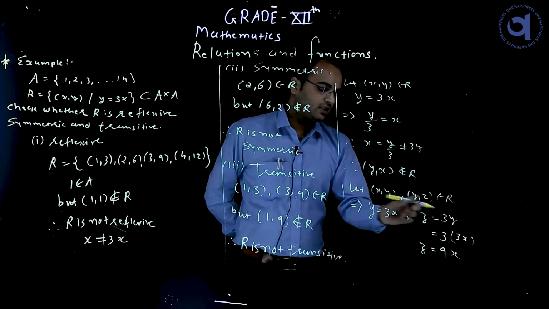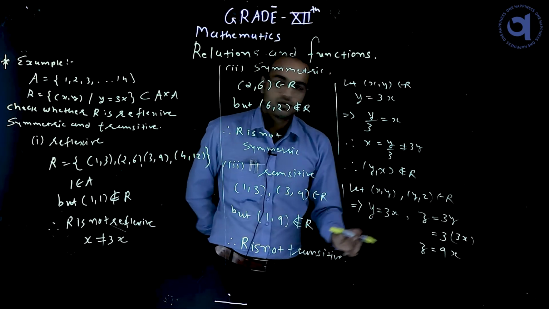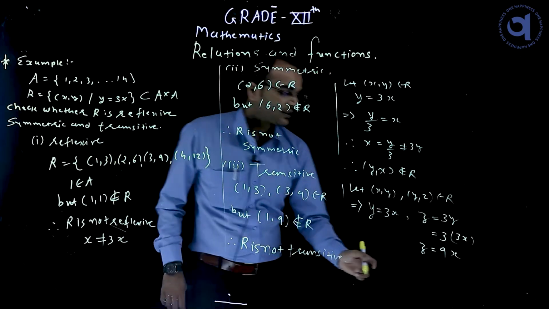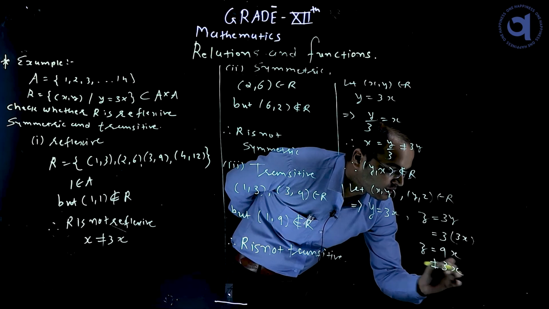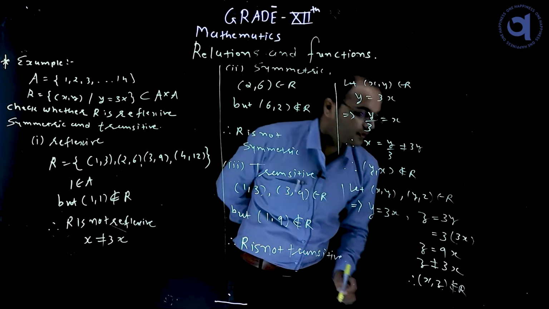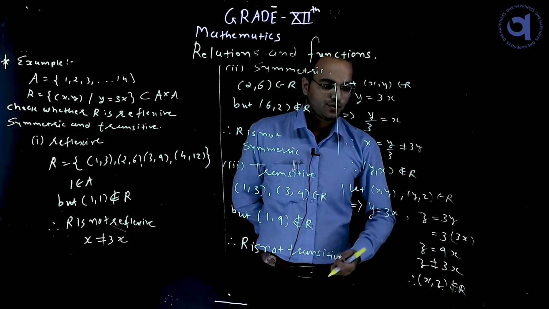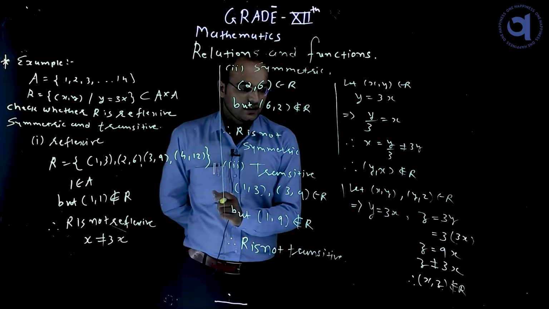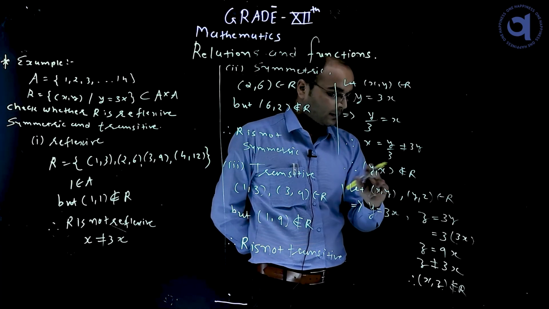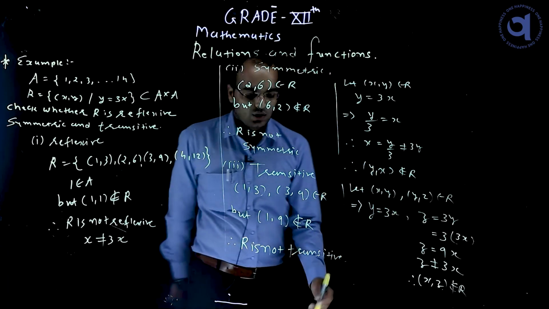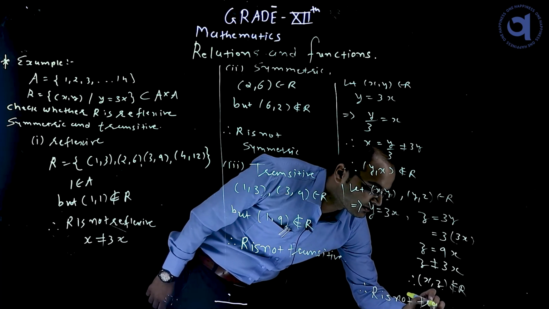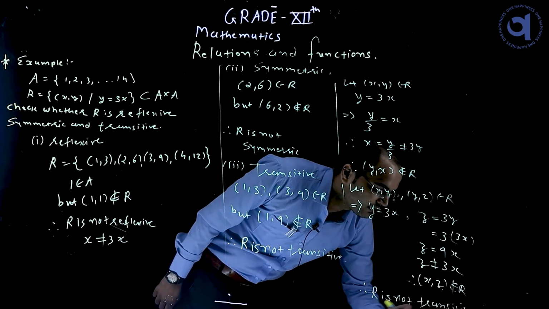Okay, so we get the relation between x and z. If y equal to 3x, then x comma y belongs to R, but here z equal to 9x and it is not equal to 3x. Okay, and that's why x and z are not related. That means the ordered pair x comma z does not belong to R, and this is the general thing for transitivity. Okay, so here x and y, and y and z are in relation, but x and z do not belong to R. Okay, and therefore R is not a transitive relation.